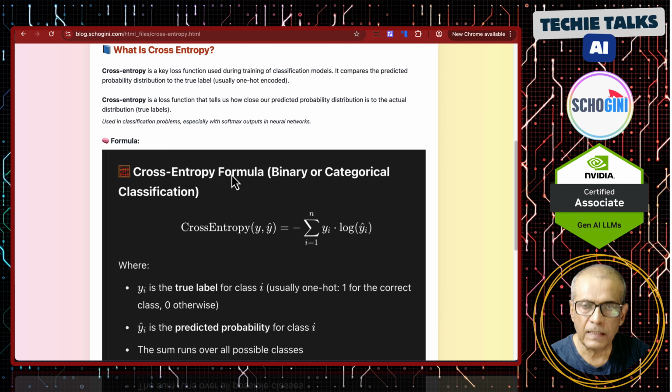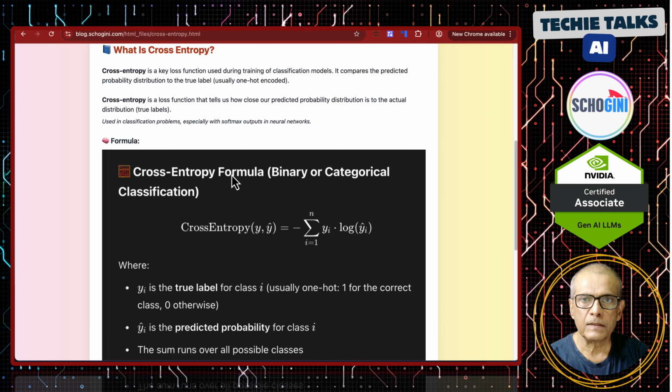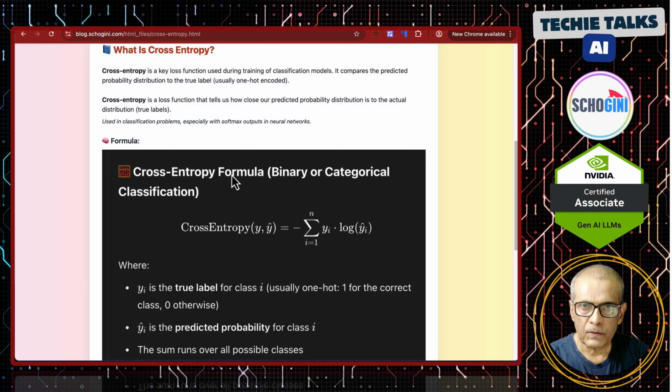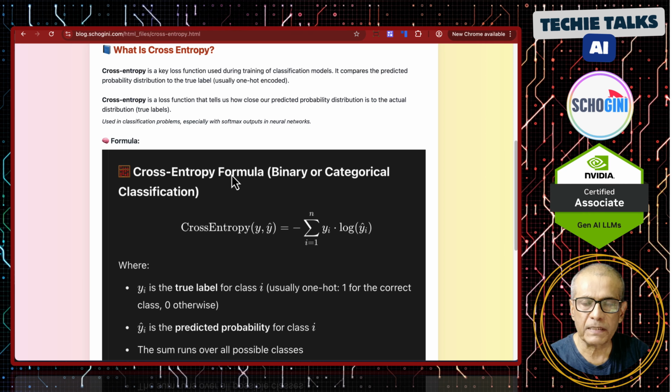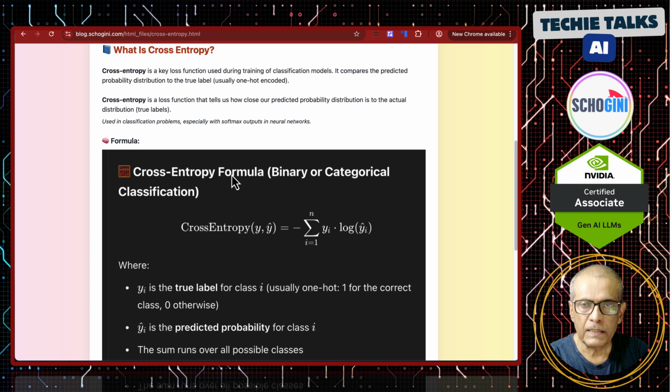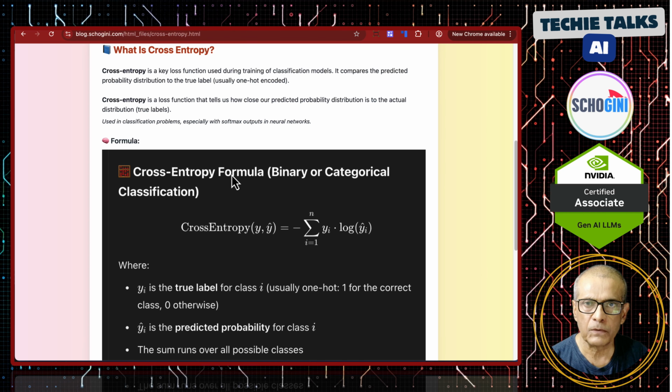When we are training the model, every iteration it will have a prediction, and we also have the expected value or the label. So we need to have a mechanism to compare the label and the predicted value to quantify the loss.